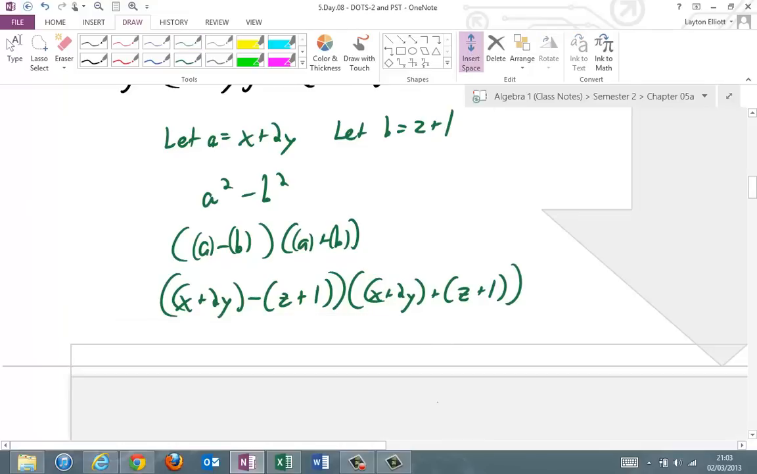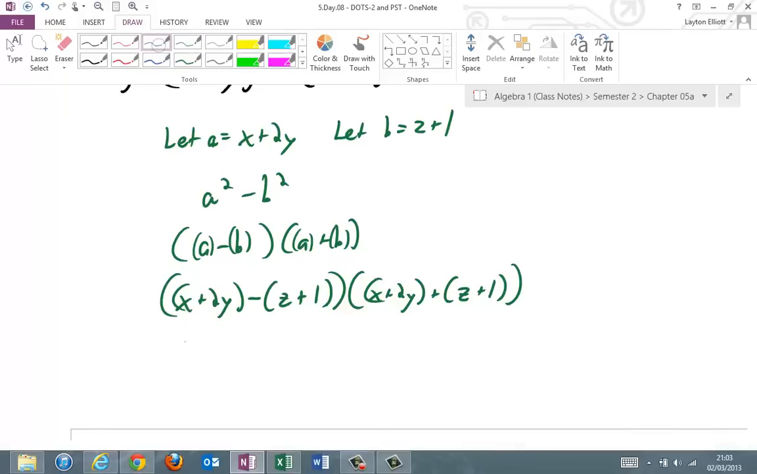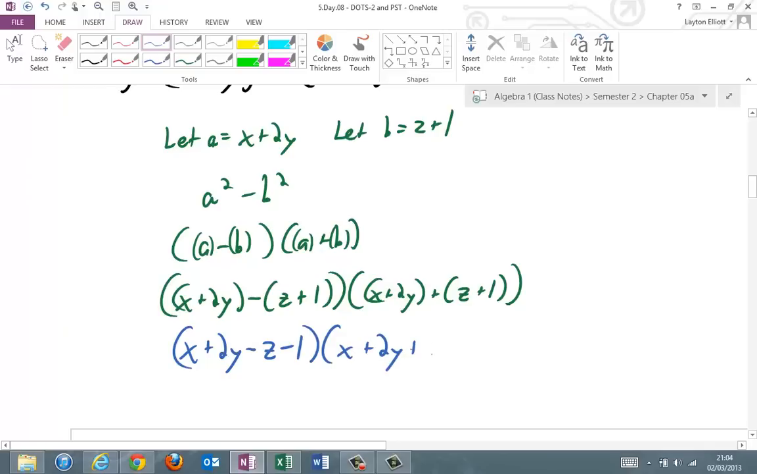Now we have to distribute the negatives and just cut out the inside parentheses. x plus 2y minus z minus 1, and then x plus 2y plus z plus 1. And that would be factored. I can't pull that apart anymore.